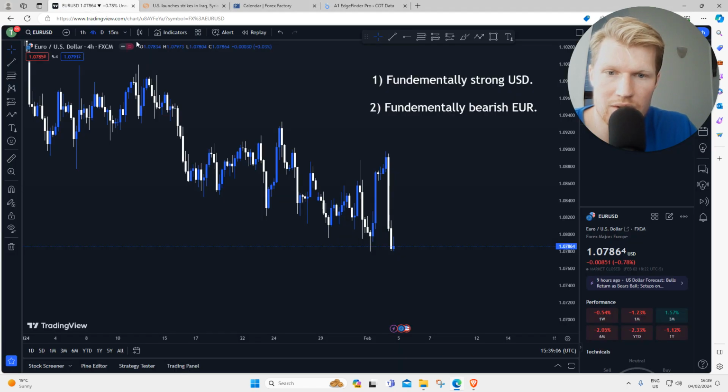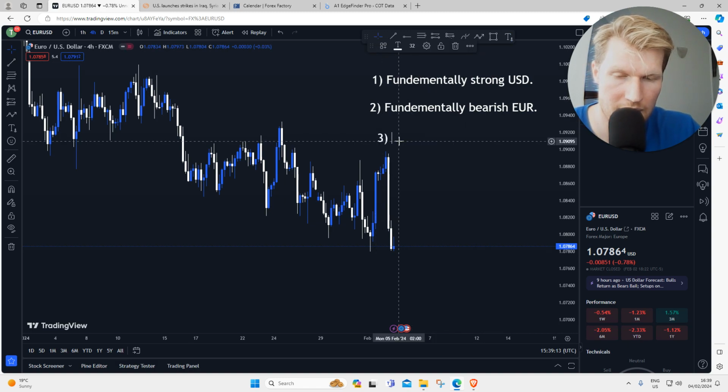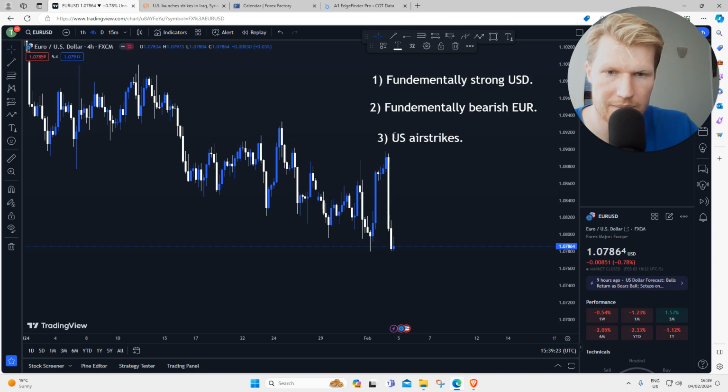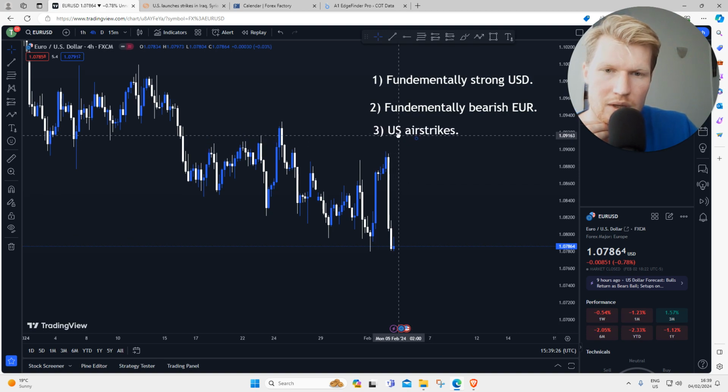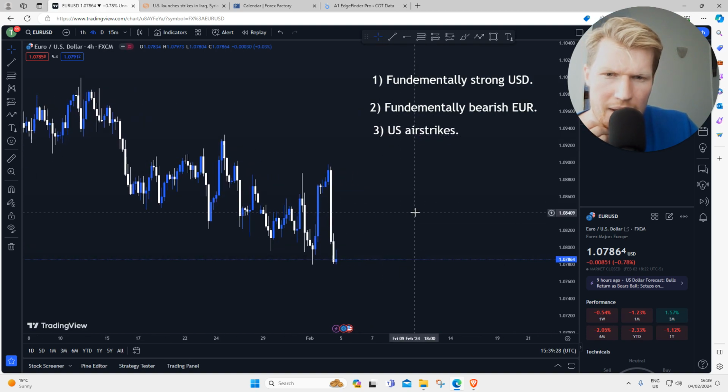And the US dollar is a safe haven. So again, that's going to mean another confluence to this trade. Geopolitical, I'll put in US airstrikes, right? So that's another confluence on this trade.